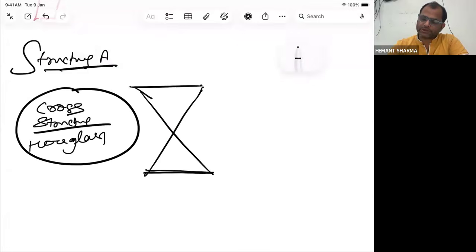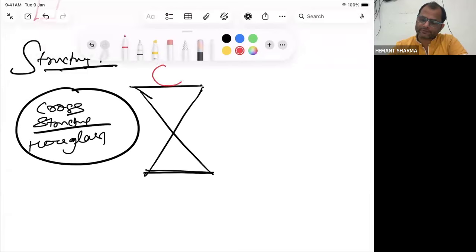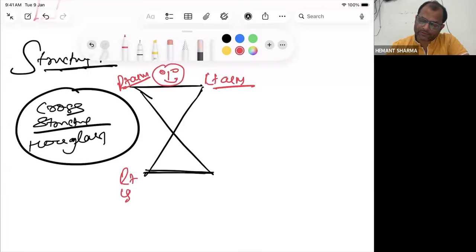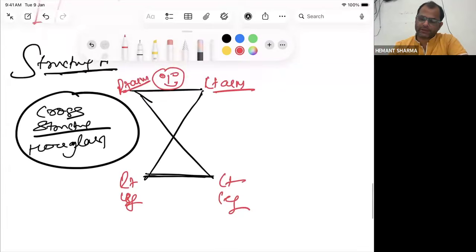Like we can just do the imagination here. Suppose here we are having the head. Okay, so here is the right arm. Here is the left arm. Here is the right leg. And here is the left leg. Okay, what is the meaning of cross? This is the first structure, the structure A.